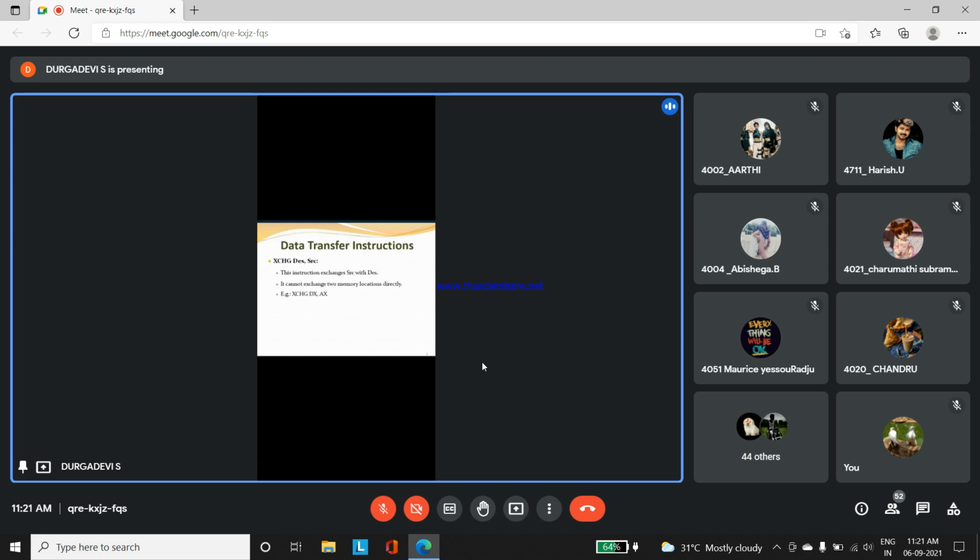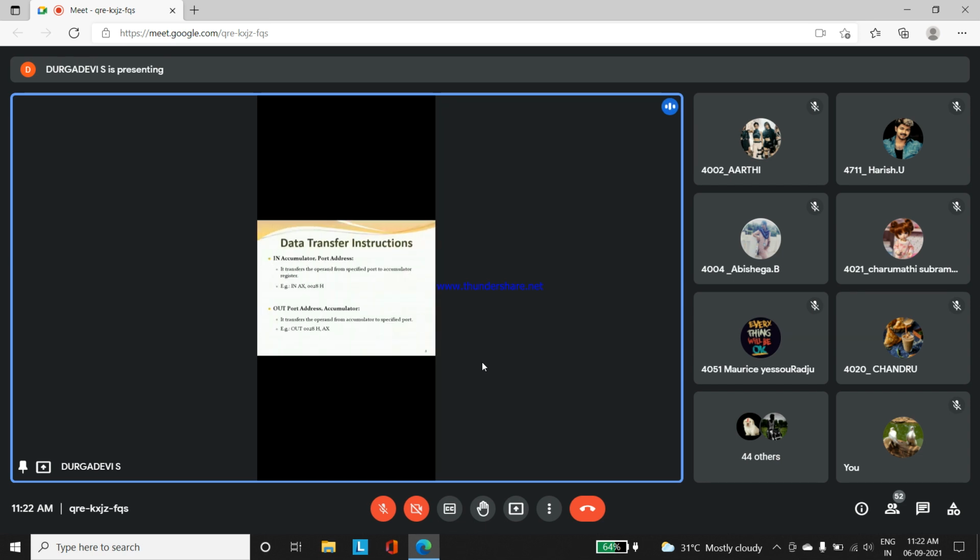After the execution of this instruction, if you see the contents, in the DX register you will have 10 and in the AX register you will have 5. Okay. So this is the function of the exchange instruction. This is also one type of data transfer, right? So keep it in your mind, when you want to transfer data from processor to memory or memory to processor, use MOV.